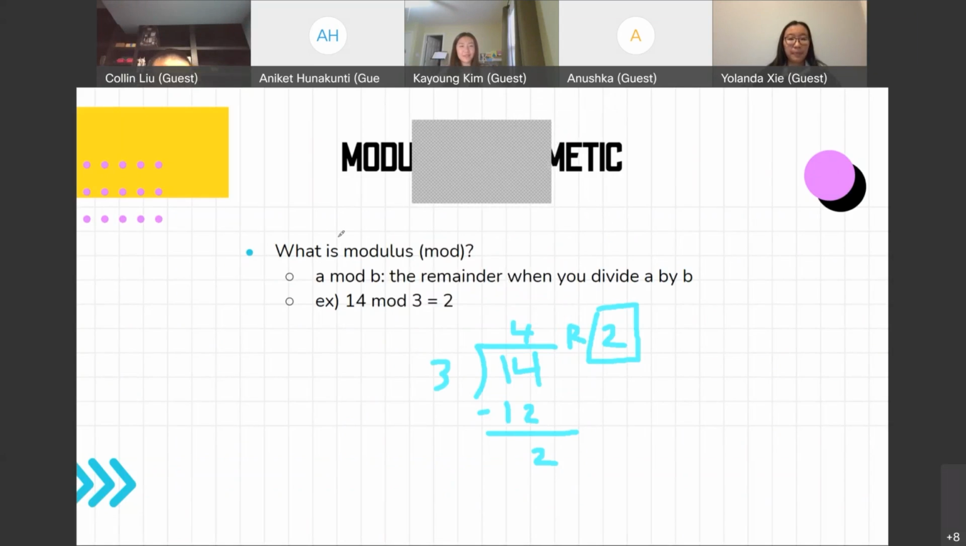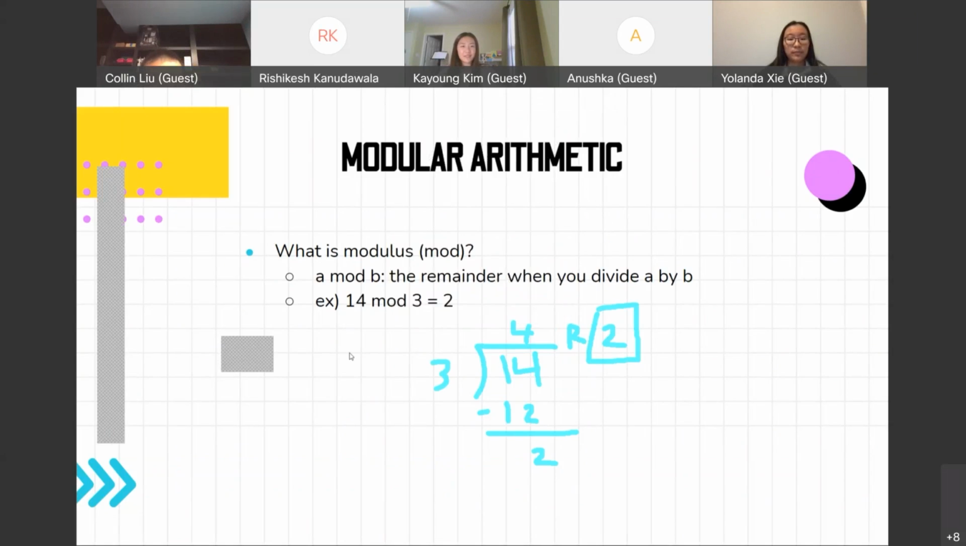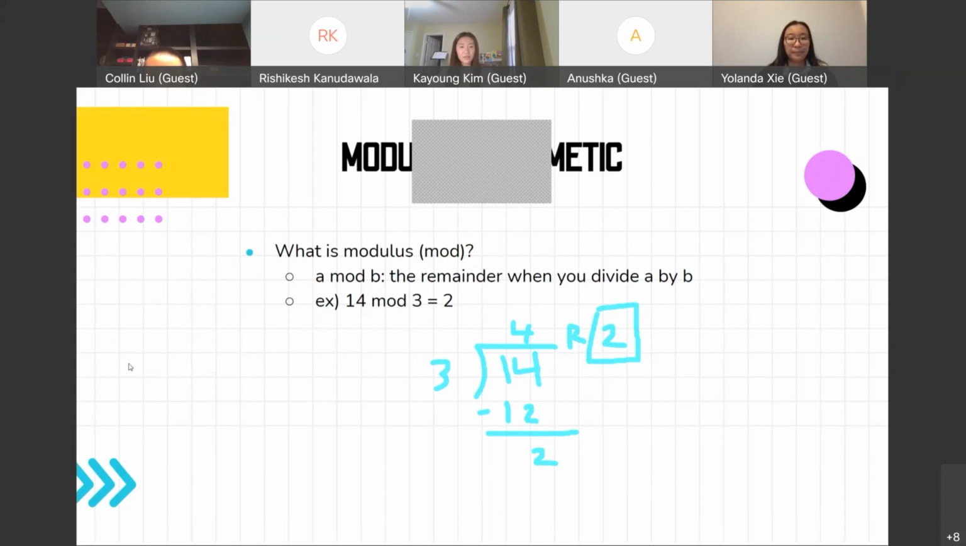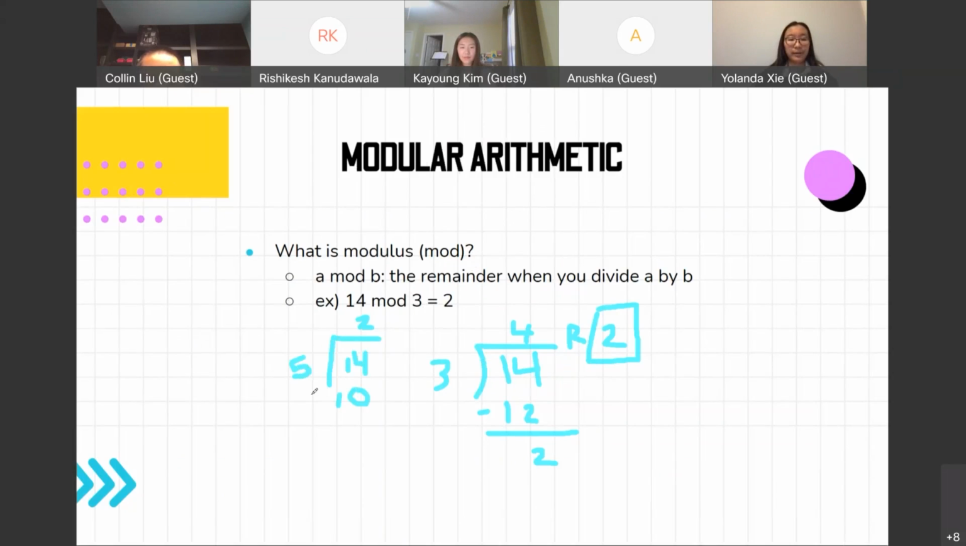So mod means the remainder of any equation you do. Of division equations, yep. So for division, let's give an example. What would 14 mod 5 be? Type your answer in the chat. 4. Or say it out loud. So 4 would be correct, because 14 divided by 5 is just 2 remainder 4.